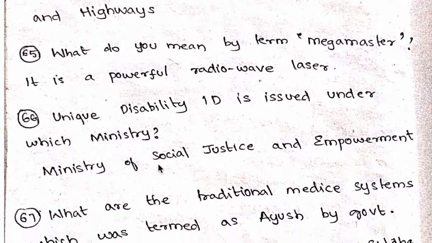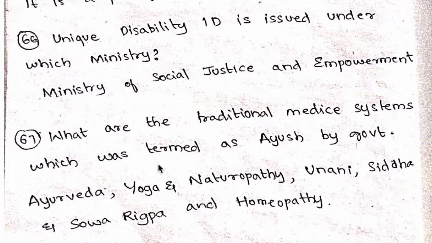So next is 67th question, what are the traditional medicine systems which was termed as Ayush by government. So here, in this name itself, Ayush, A means Ayurveda, Y means Yoga and Naturopathy, U means Unani, S is Siddha and Rigpa, and H is Homeopathy.